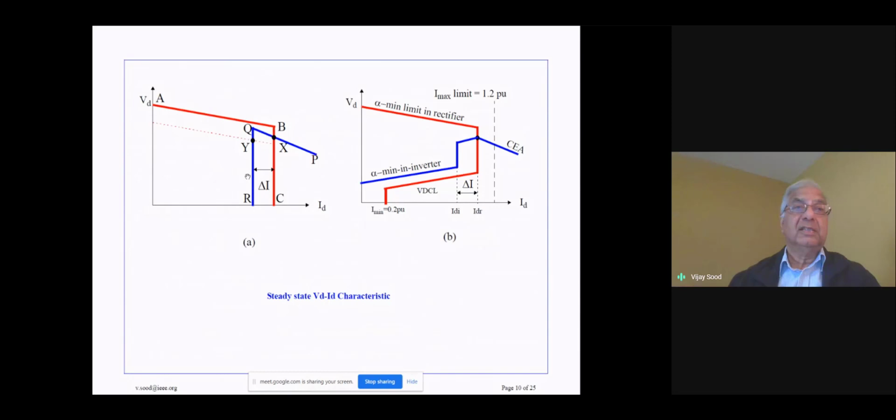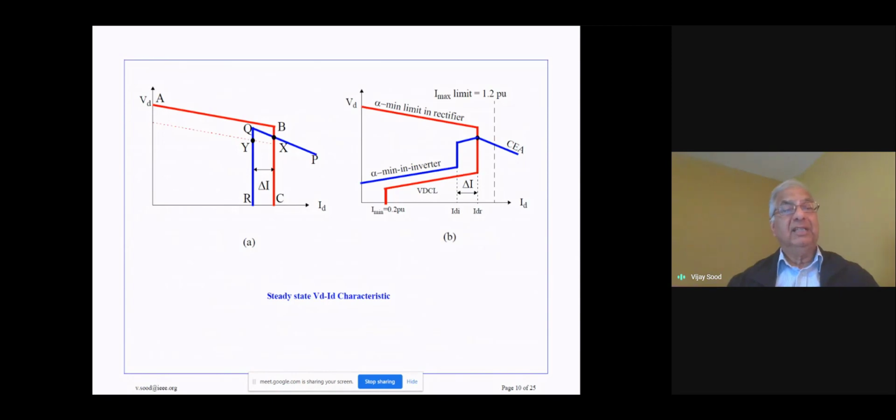So you can see that the current setting at the inverter end is lower than the current setting at the rectifier end. Typically, this value could be about 10% of the settings. So if this is 1 per unit for the rectifier, then the inverter would be getting a constant current characteristic at 0.9 per unit, so that we have a 10% margin indicated over here. So normally what happens is now the DC transmission system will be operating at this point X.